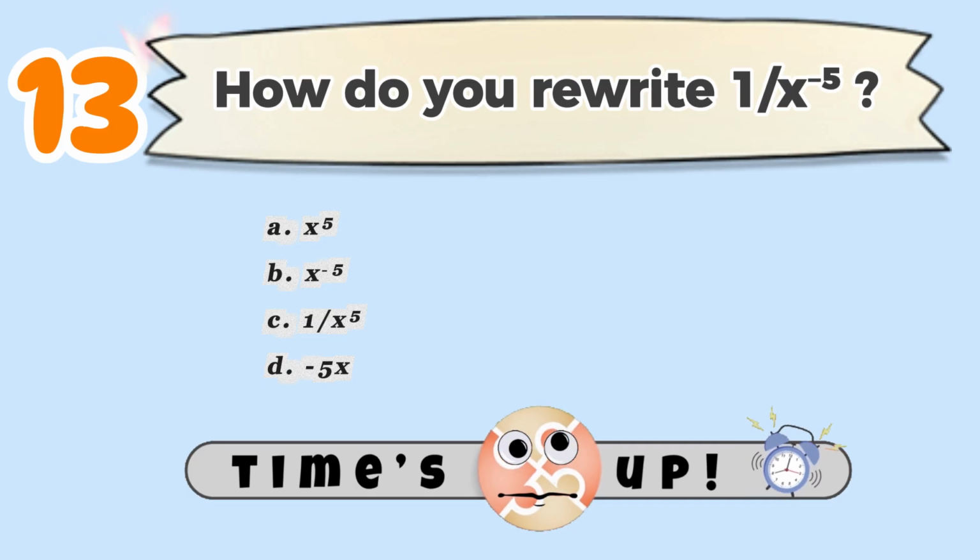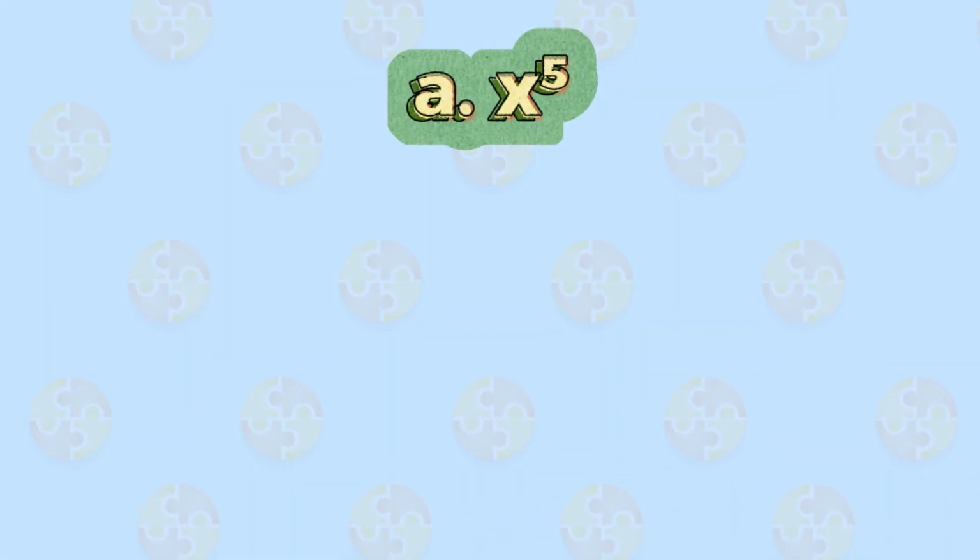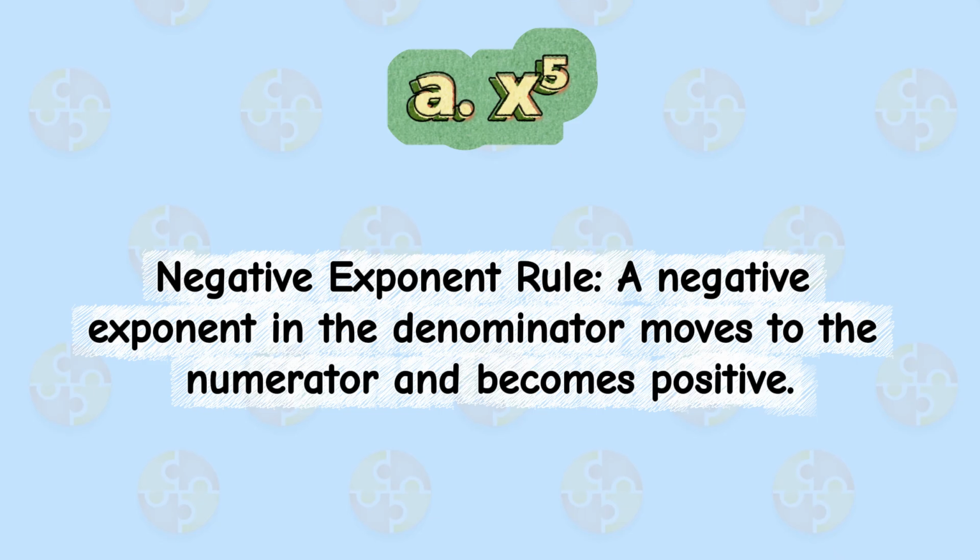The correct answer is A. X to the 5th power. Negative exponent rule: a negative exponent in the denominator moves to the numerator and becomes positive.